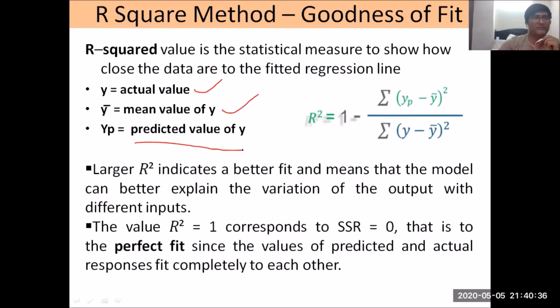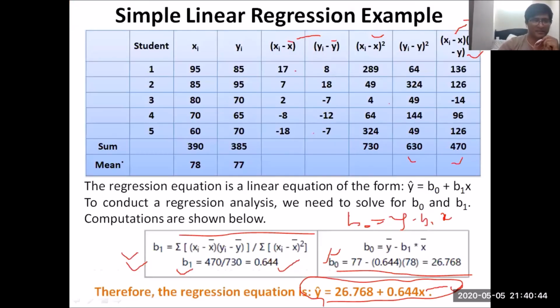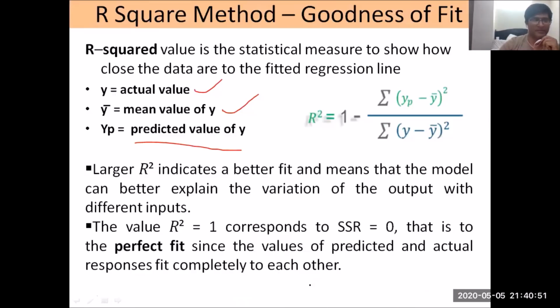Where did this predicted value come from? By fitting the model. We have done the training and obtained that model, and that is what yp has obtained. That is the predicted value of y. We just need to fit it into this formula to calculate R square: 1 minus the summation of (yp minus y) whole square.